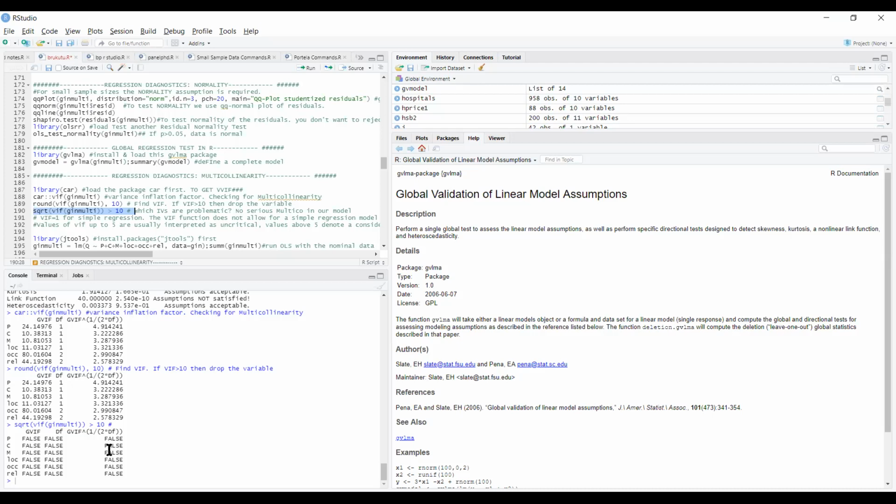Now, the good thing is that once you see that there's no problem, you're fine. But what if you did have a very big, serious multicollinearity? It can affect the significance of the results. How do you deal with situations like that? Okay, there is a way that you can deal with them.